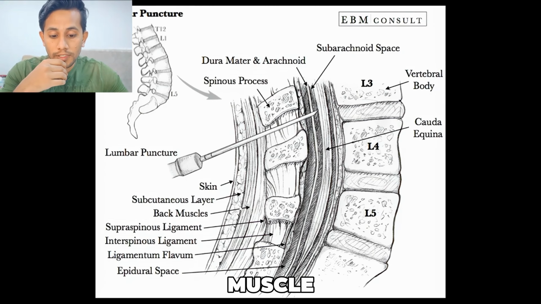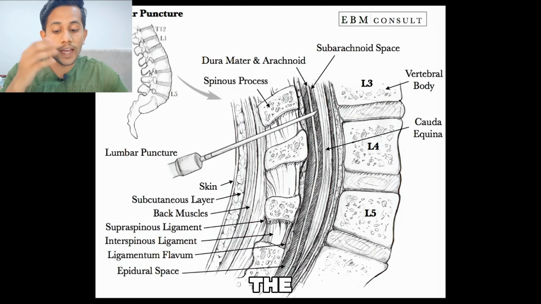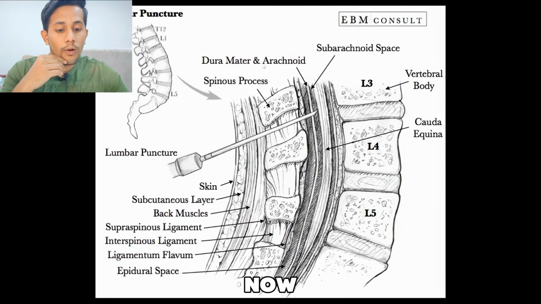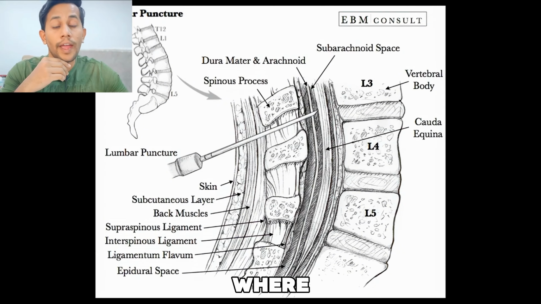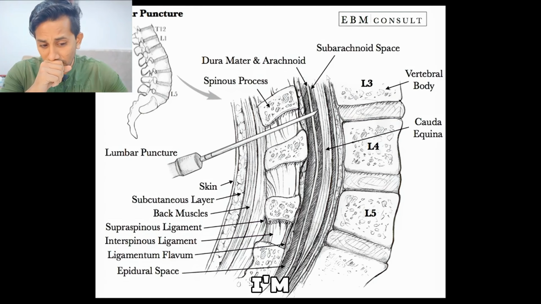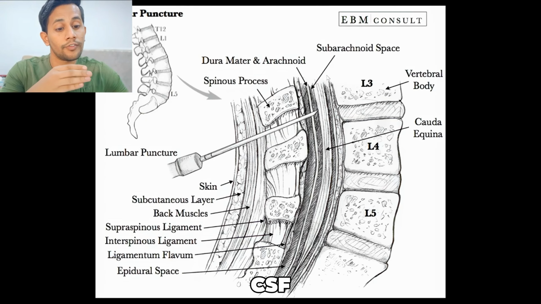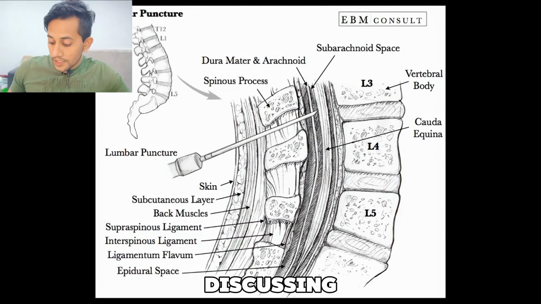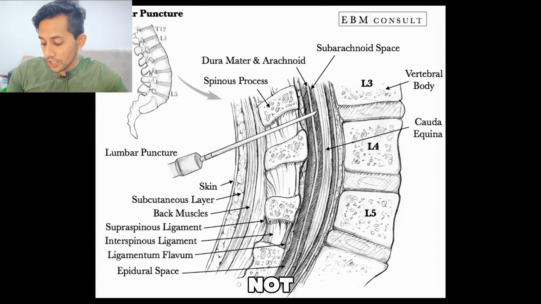After you're done passing the muscle layer, you will be faced with the interspinous ligament, then the ligamentum flavum, and after that you are into the epidural space. After that, you will have your dura mater and arachnoid, and once you pass through that, you will face the subarachnoid space where the CSF is present. That's where you need your needle in order to perform a successful lumbar puncture.